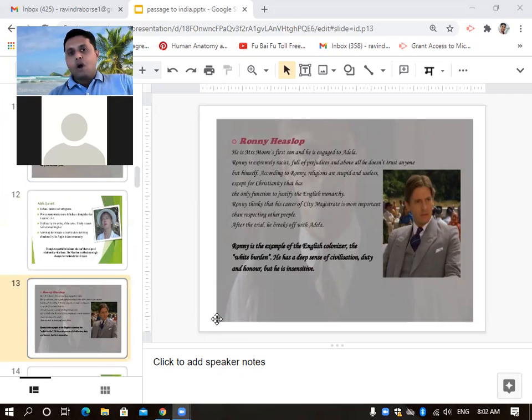Okay. Let's move towards the next character, that is Ronnie, a totally opposite character to Dr. Aziz and both the ladies, that is Adela and Mrs. Moore. Ronnie Hislop is a very rude person. As I told you, Ronnie is the son of Mrs. Moore, and he is a British officer, and he serves in India. But the attitude of Ronnie Hislop towards Indians is totally negative.